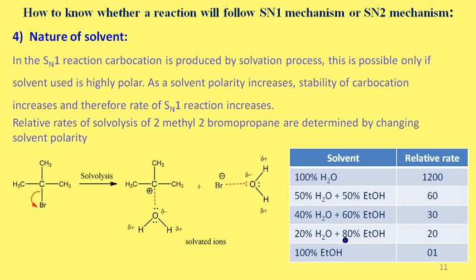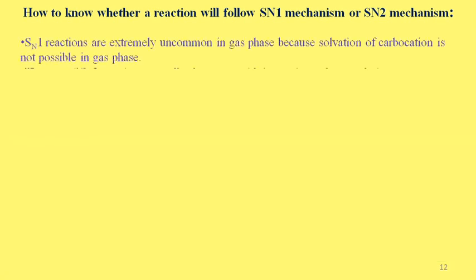If we use 80% ethyl alcohol and 20% water, the relative rate is 20, while if we use pure ethyl alcohol as the solvent, the relative rate is 1. This means as the solvent polarity decreases, the solvolysis decreases, and the relative rate of the SN1 reaction decreases. The more polar solvent generally favors the SN1 mechanism.